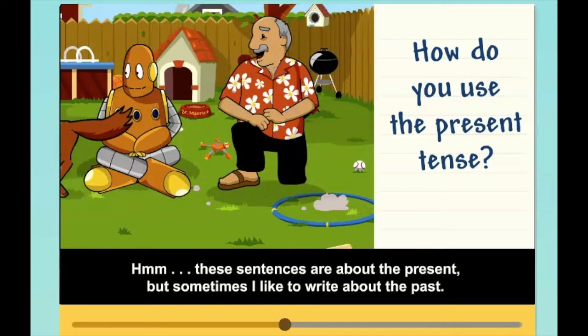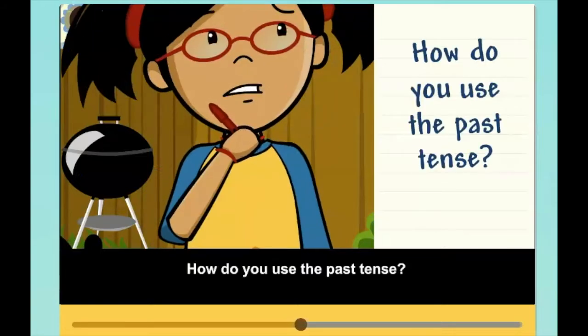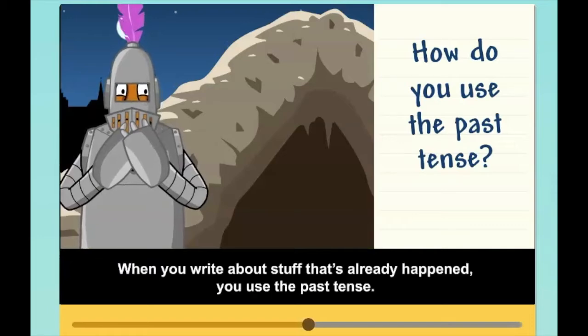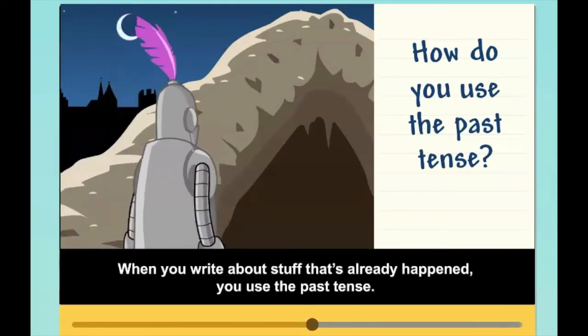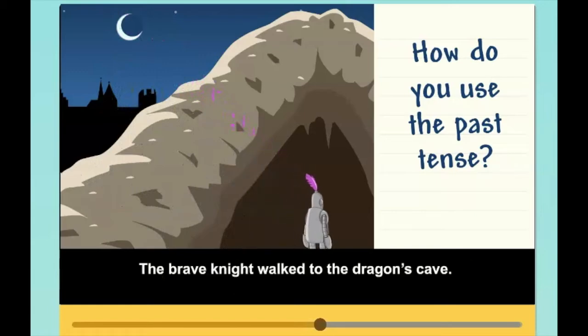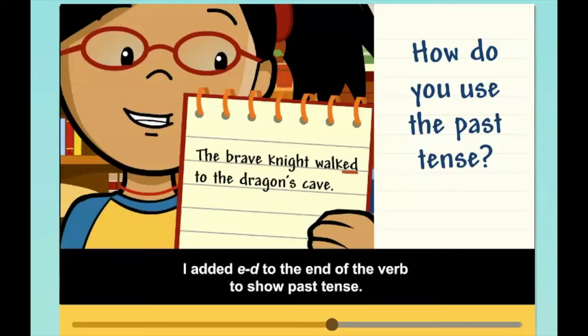These sentences are about the present, but sometimes I like to write about the past. How do you use the past tense? When you write about stuff that's already happened, you use the past tense. The brave knight walked to the dragon's cave. I added ed to the end of the verb to show past tense.